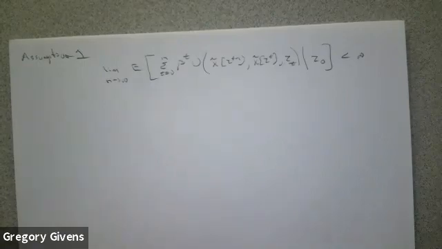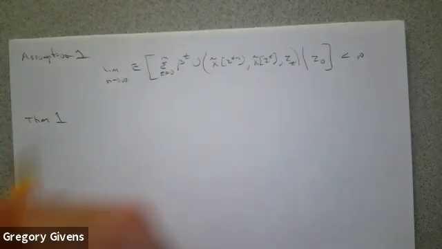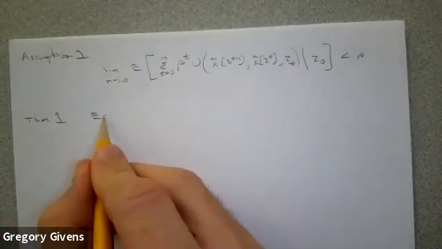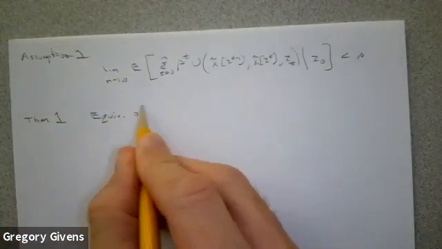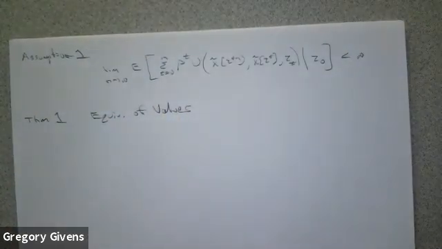If assumption 1 is satisfied, then that immediately implies theorem 1, which I believe we called equivalence of values, right? And what did that say? For any x in big X and any z in big Z, V star, that is a solution to the sequence problem, or I should say attains the maximum value of the sequence problem, also attains the maximum value of the functional equation.